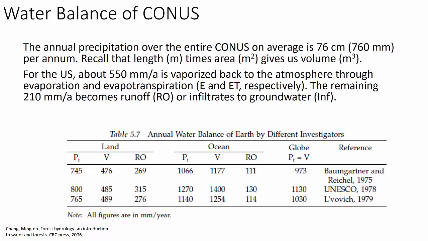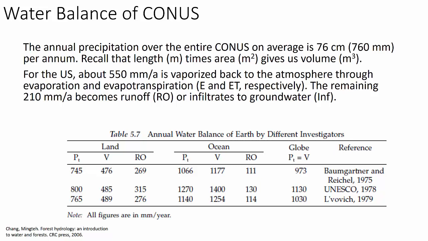So the remaining 210 millimeters per annum (per year, /A or AN typically means year) becomes runoff or infiltrates to the groundwater, INF. You can see on a global basis the annual water balance of Earth by different investigators, because these vary based upon assumptions you make.